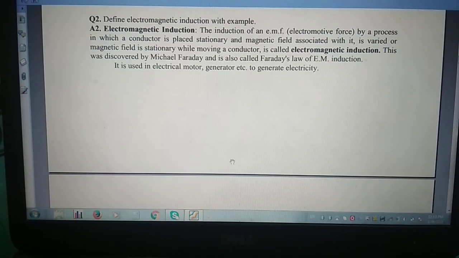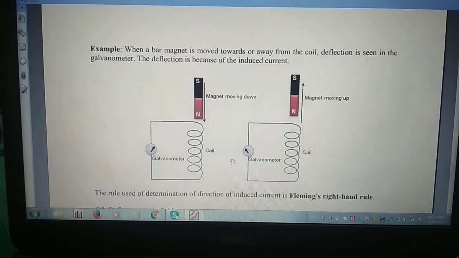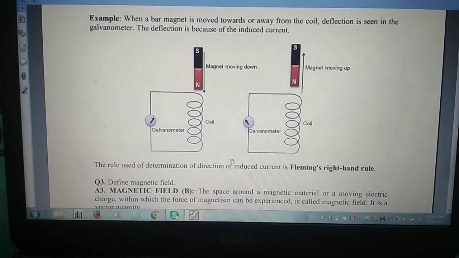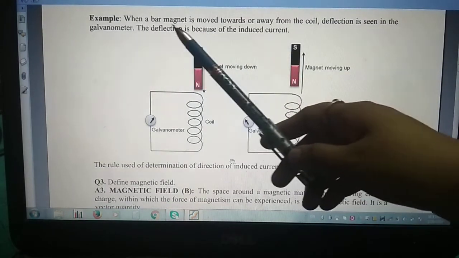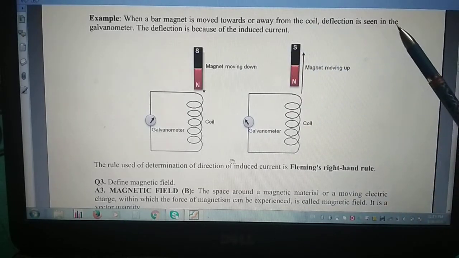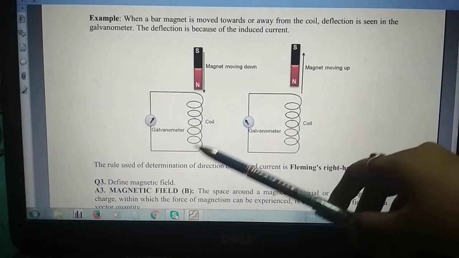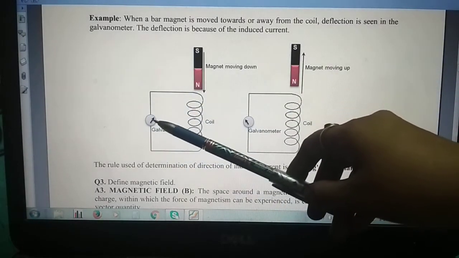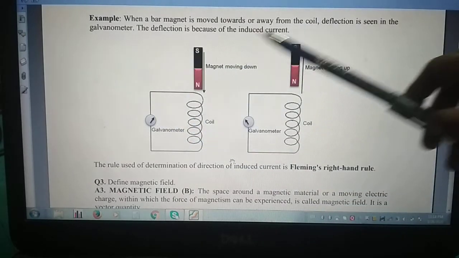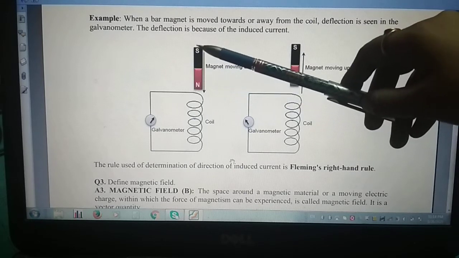Now how this electric current is induced, how this voltage EMF is generated, that I can explain to you with the help of one example. If you consider this example, you can see that when a bar magnet is moved towards or away from the coil, a deflection is seen in the galvanometer. Here we have considered one coil connected with this galvanometer. Now we have considered a bar magnet. This is the north pole of the bar magnet and this is the south pole.